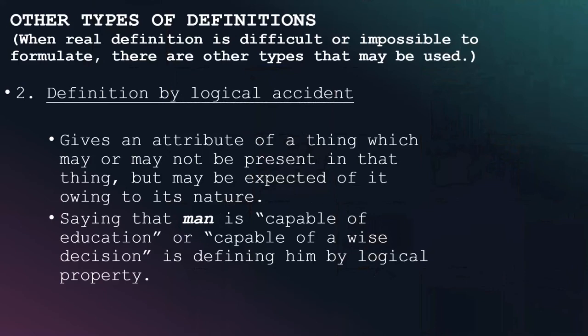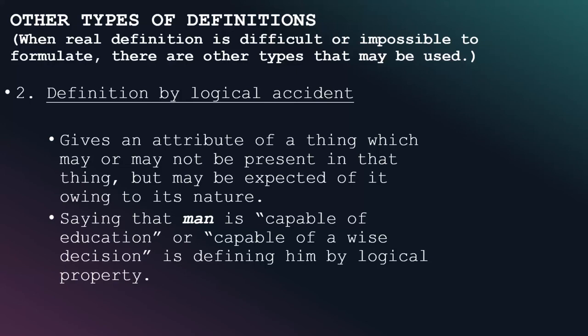Definition by logical accident. So if mahirap intindihin or if mahirap i-define yung man or yung word, so logical accident can also occur. Okay? Gives an attribute of a thing which may or may not be present in that thing but may be expected of it owing to its nature. Like, for example, man is capable of education or capable of a wise decision is defining him by logical property. So, we cannot say na man is logical. Pwede yun, but we can also say na man is capable of education.